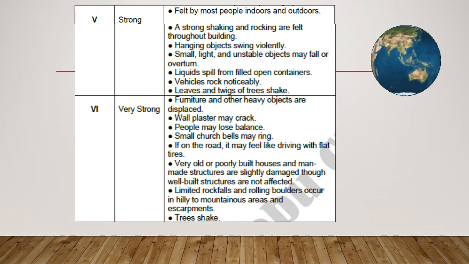It might be just displaced. Okay? And then trees may shake. This time the whole body of the tree is shaking already. There are already limited rock falls, and poorly built houses or man-made structures are slightly damaged at this intensity.